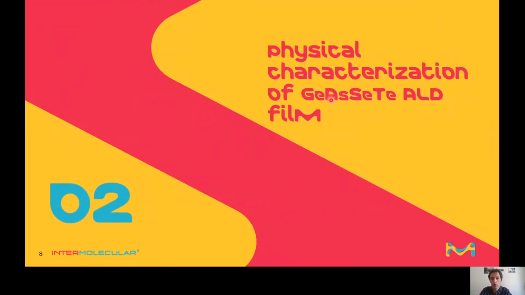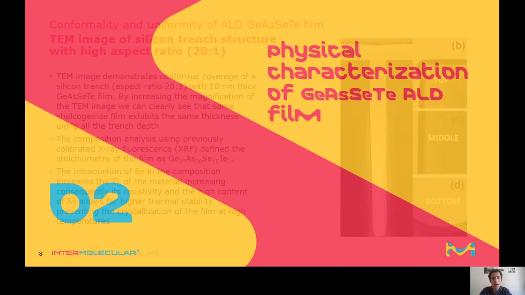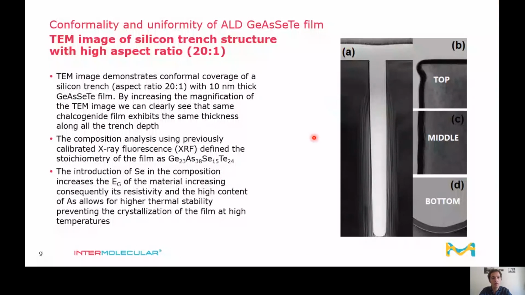So going over the physical characterization of our film, we started from the conformality and uniformity of our film using a silicon trench structure with high aspect ratio, as we can see on the right, with an aspect ratio of 10:20:1, and we filled the trench with a 10 nanometer thick germanium, arsenic, selenium, tellurium film.